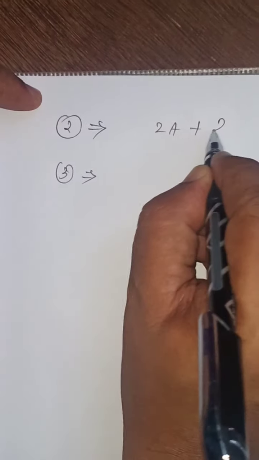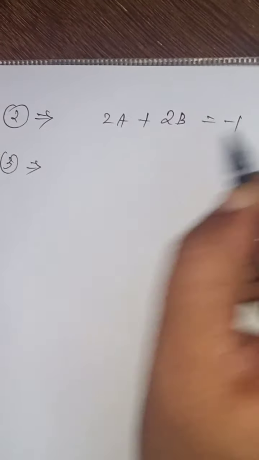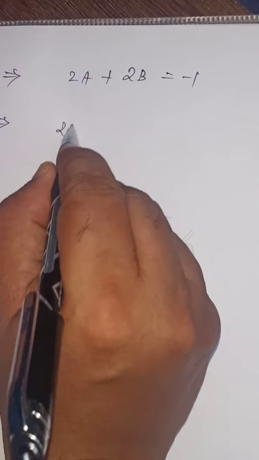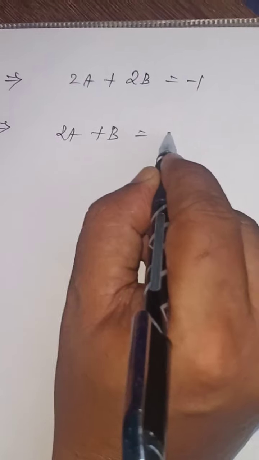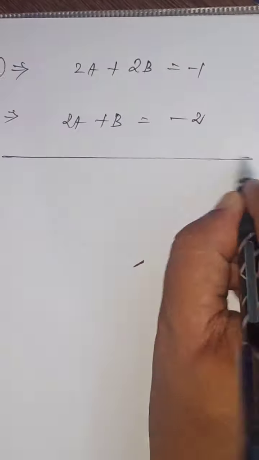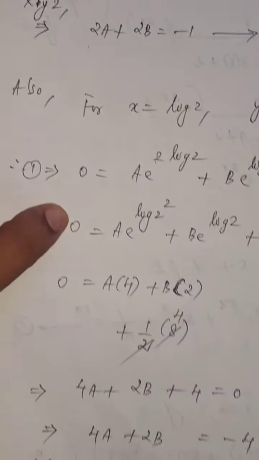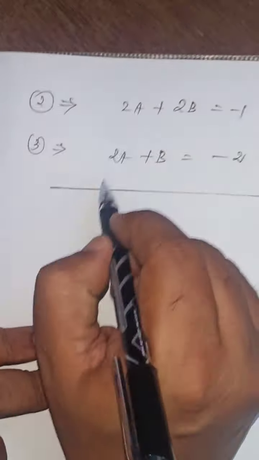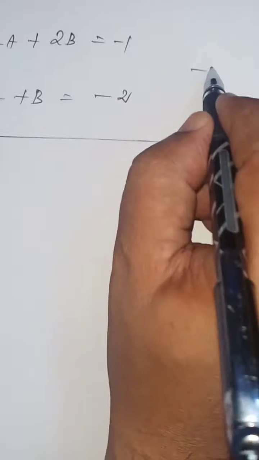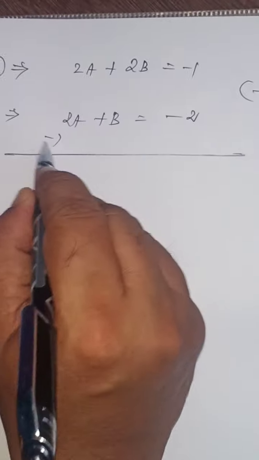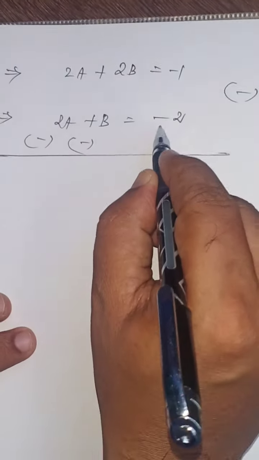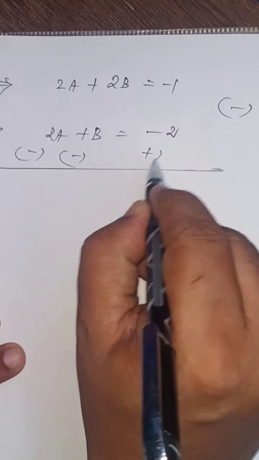Second equation: 2a plus 2b is equal to minus 1. Third equation: 2a plus b is equal to minus 2. Second equation and third equation. Okay. Now I am going to solve. Both the 2a terms are to be eliminated, so what would you have to do? Subtract. For subtraction you have to change the sign. Plus becomes minus, and minus becomes plus.